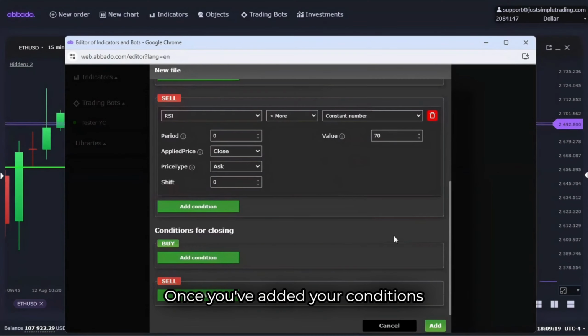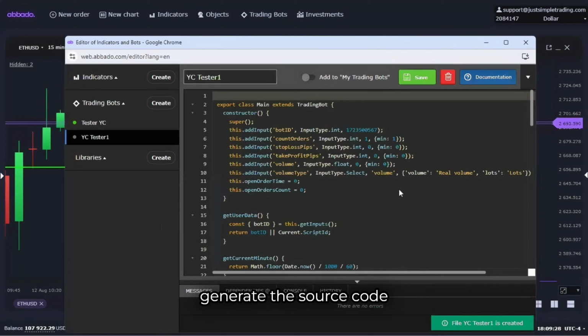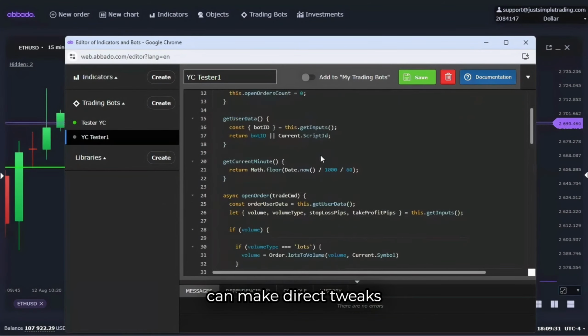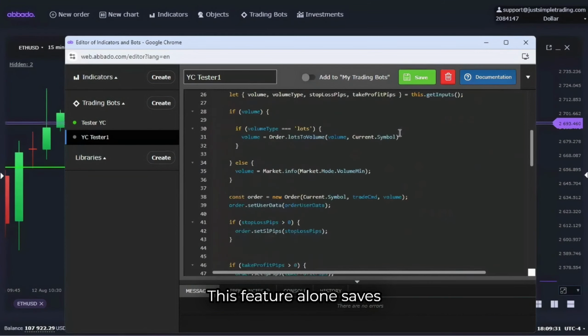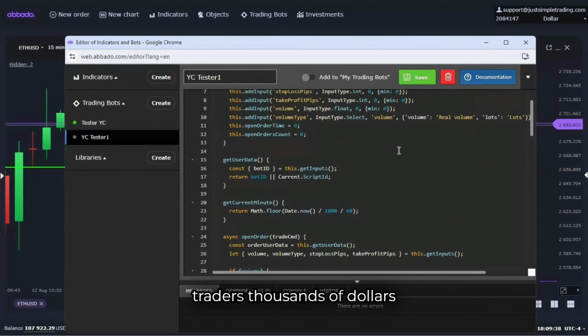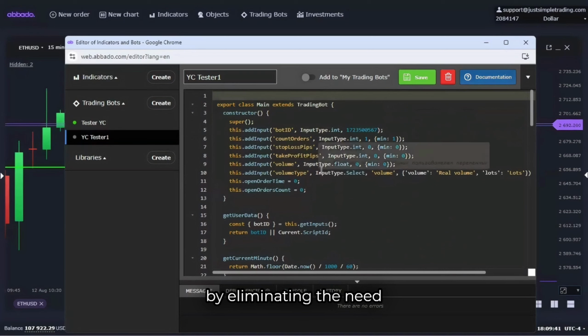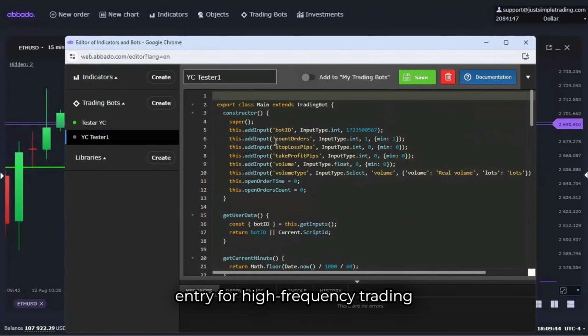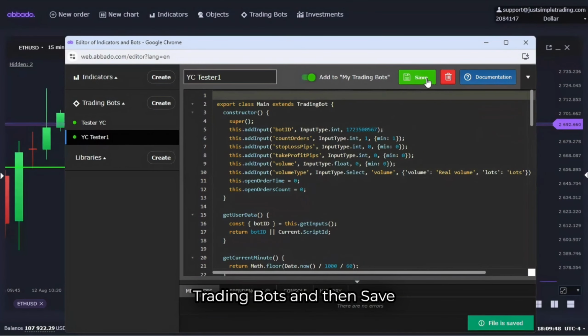Once you've added your conditions, click Add. The system will then generate the source code for your automated strategy. If you're comfortable with coding, this is where you can make direct tweaks to optimize performance. This feature alone saves traders thousands of dollars and countless man-hours by eliminating the need to hire developers to code their systems, breaking down barriers to entry for high-frequency trading. When you're satisfied with your system, click Add to My Trading Bots, and then save.